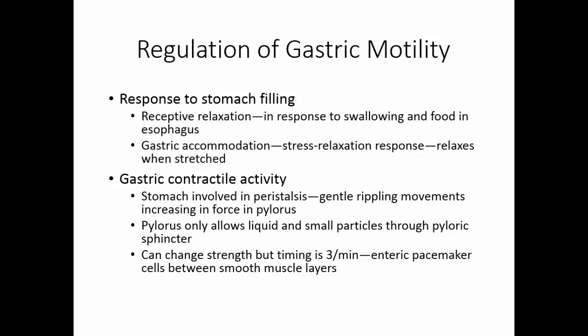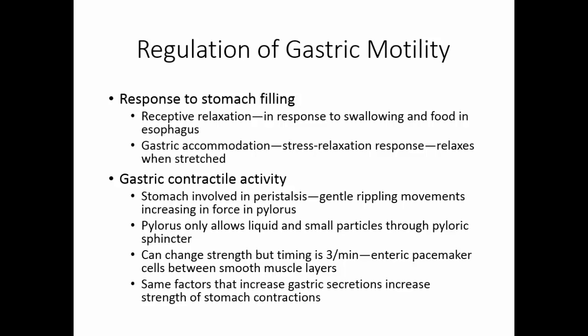We can change the strength of the peristaltic contractions in the stomach, but the timing is always 3 per minute. There are some enteric pacemaker cells between the smooth muscle layers that make sure the muscles contract 3 times per minute. The same factors that increase gastric secretions also increase the strength of the stomach contractions. So the more gastrin that's produced, the more hydrochloric acid, the more forceful those contractions become.